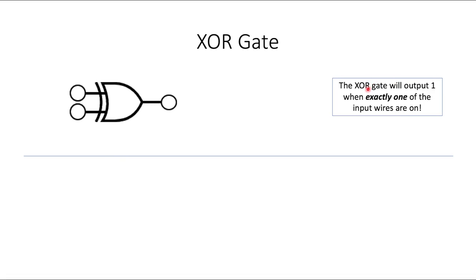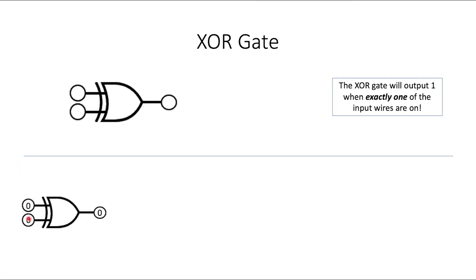Now the XOR gate, the exclusive OR gate, it's sort of like the OR gate, right? If one of the wires is on, then it outputs 1, but only one of the wires is allowed to be on. So if two of the wires going in as inputs to the exclusive OR are on, then it's not going to output a 1, it's going to output a 0. So again, let's go through each of the cases individually and see what happens.